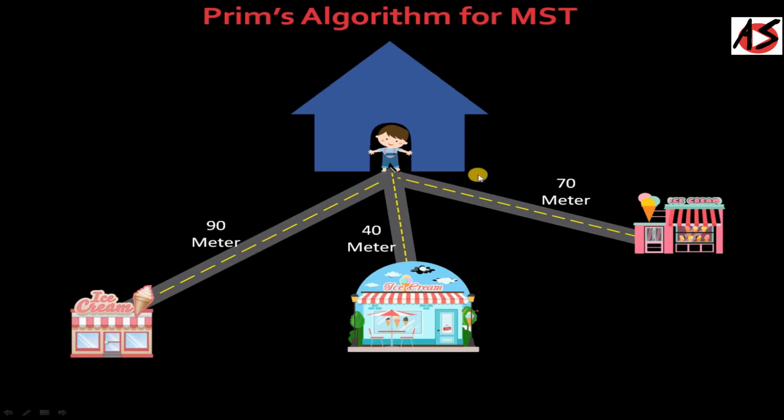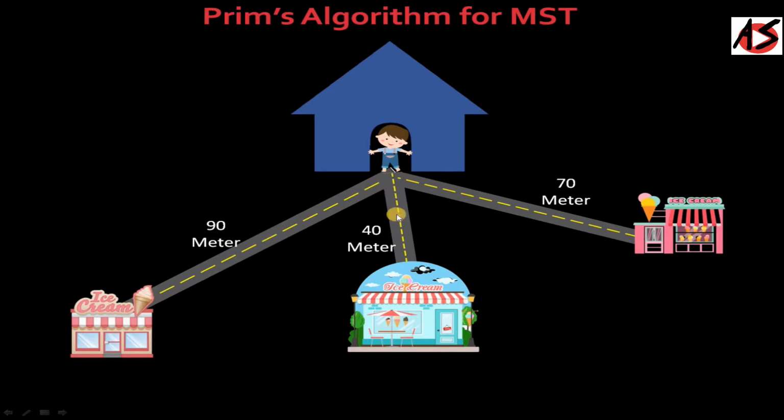If you want to eat ice cream at your home and you have three shops nearby, one is 90 meters away, the second is 40 meters away, and the third one is 70 meters away. Which one do you prefer? You want to get the ice cream, and the ice cream should not melt.